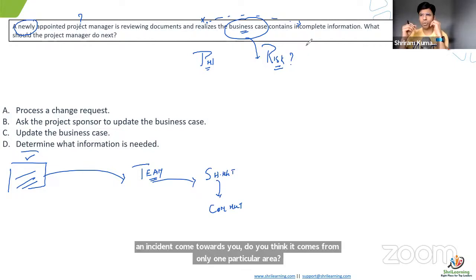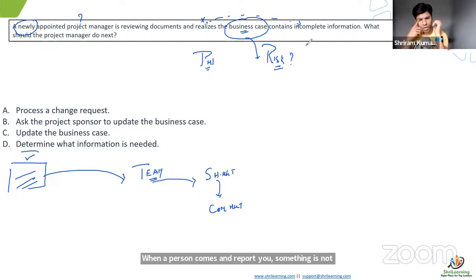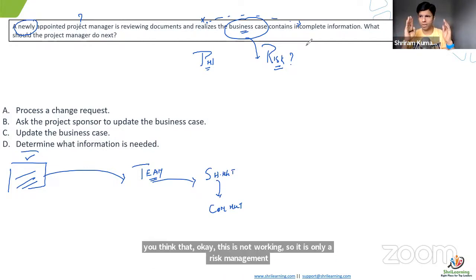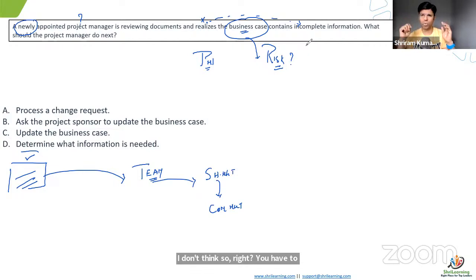When a person comes and reports that something is not working, will you think, okay, this is not working, so it is only risk management? I don't think so, right? You have to think about the stakeholder, whom to talk to. You have to think about communication, what to do. You have to think what will happen to the schedule. You immediately go to your desk and type an email, guys, it looks like this deliverable will be delayed.